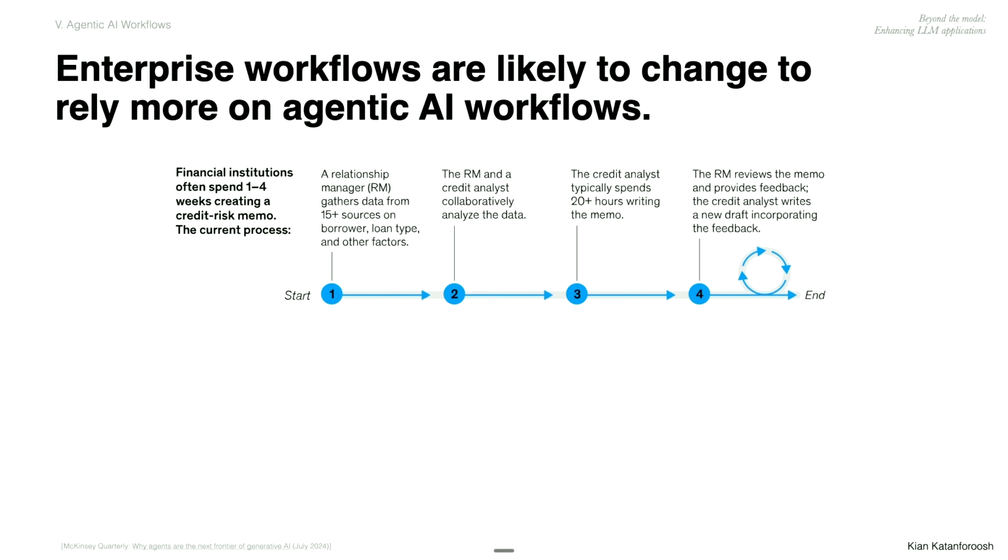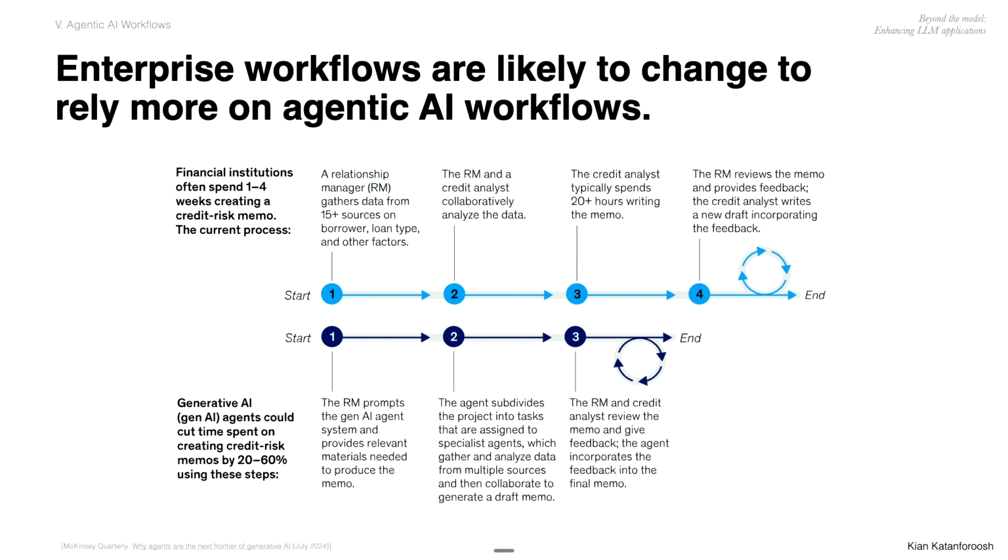They then ran a research study where they changed the process. They said Gen AI agents could actually cut time by 20 to 60% on credit risk memos. The process changed so that the relationship manager directly works with the Gen AI agent system and provides the relevant materials needed to produce the memo. The agent subdivides the project into tasks that are assigned to specialist agents, gathers and analyzes the data from multiple sources, and drafts a memo. Then the relationship manager and the credit analyst sit down together, review the memo, give feedback to the agent, and within 20 to 60% less time are done.